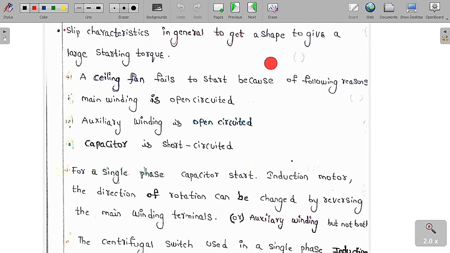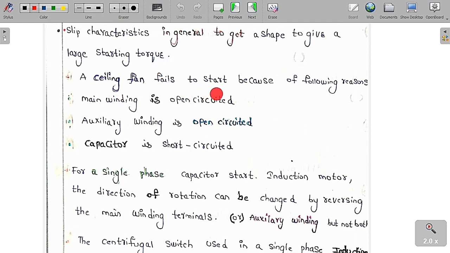What are the slip characteristics in general to get a shape to give a large starting torque?